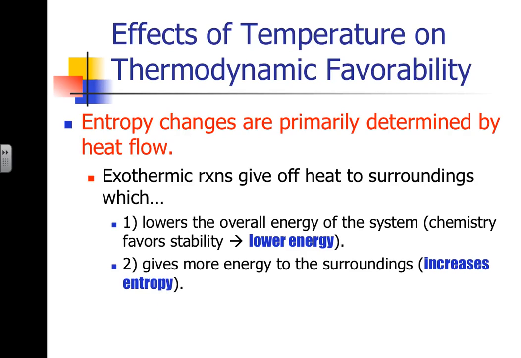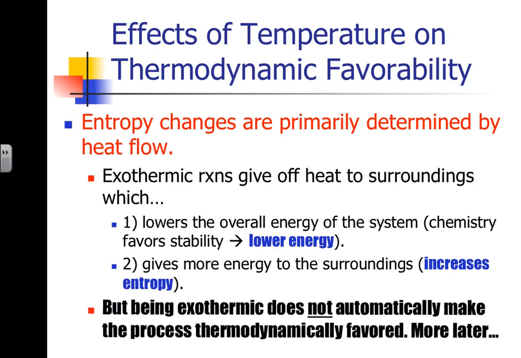Also, if it's an exothermic reaction, you give that energy to the surroundings, and then what happens to the molecules in the surroundings? If you put heat into the surroundings, the molecules start moving faster. That increases entropy. That increases disorder. So what you can see here in these big bolded blue phrases, these are like check. We have a really good process because we lower the energy of the system, which is what chemistry works based on, and we've increased the entropy of the surroundings, which is how thermodynamics works. So exothermic reactions tend to make a process thermodynamically favored.